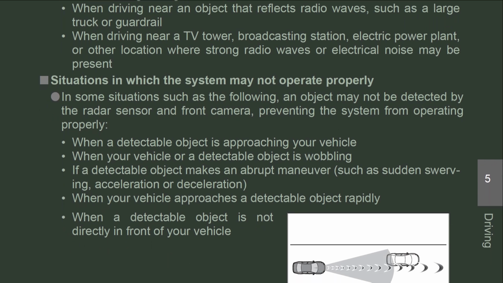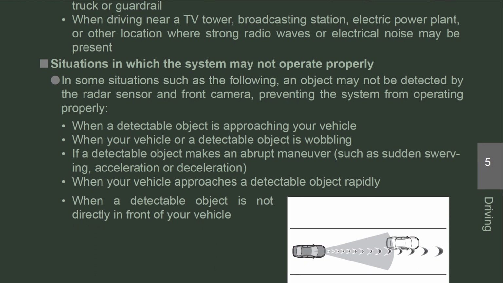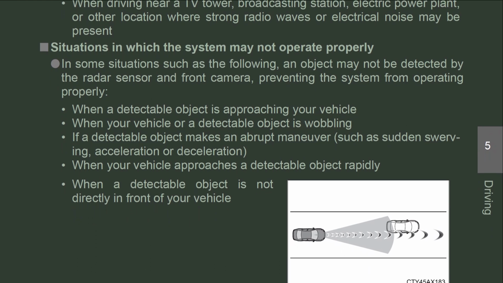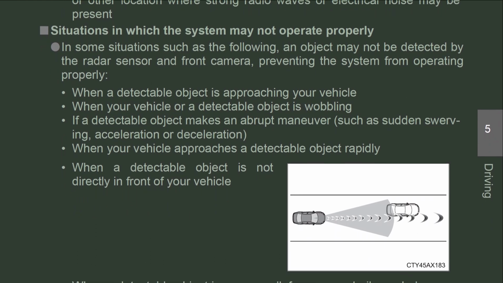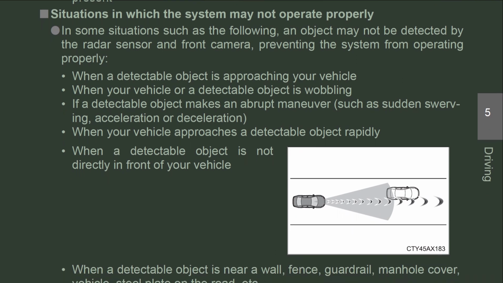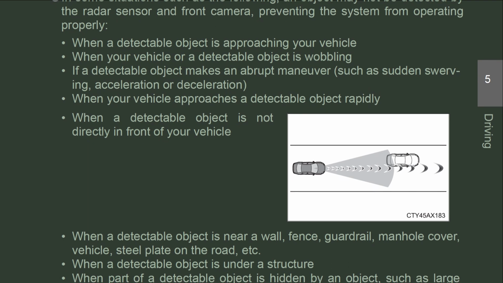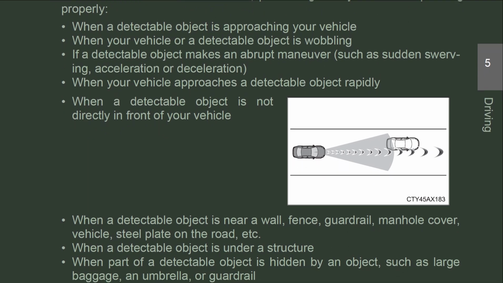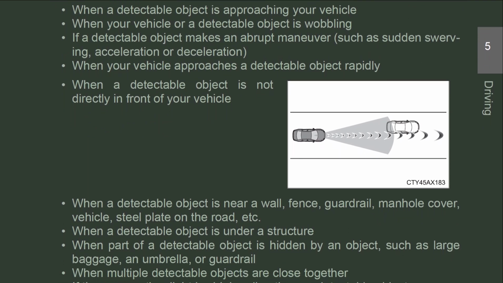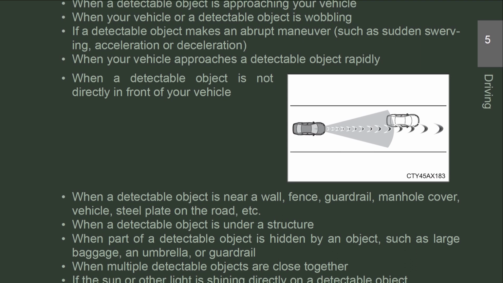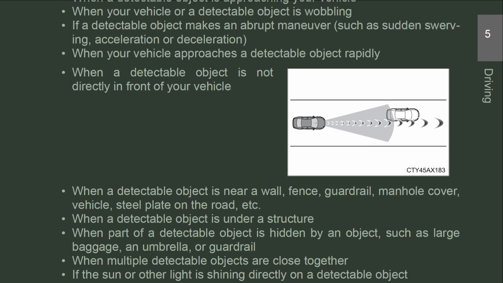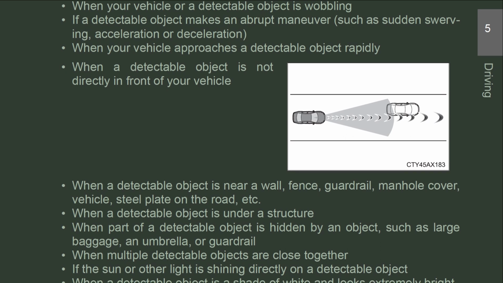Situations in which the system may not operate properly. In some situations such as the following, an object may not be detected by the radar sensor and front camera, preventing the system from operating properly. When a detectable object is approaching your vehicle. When your vehicle or a detectable object is wobbling. If a detectable object makes an abrupt maneuver such as sudden swerving, acceleration or deceleration.